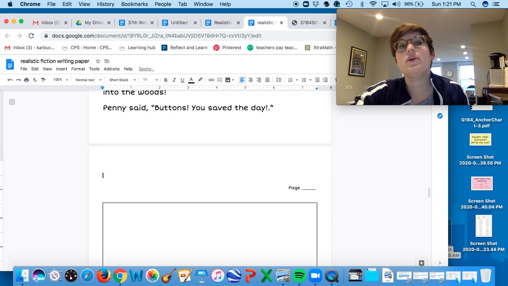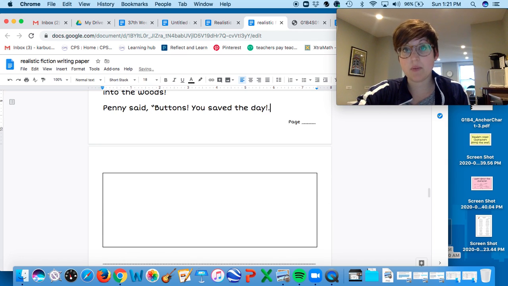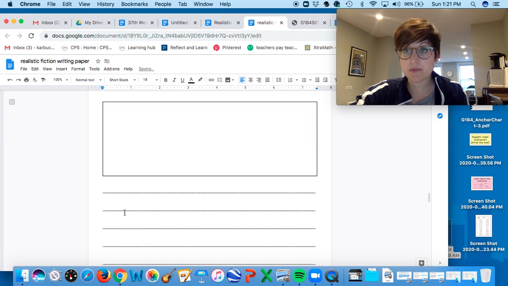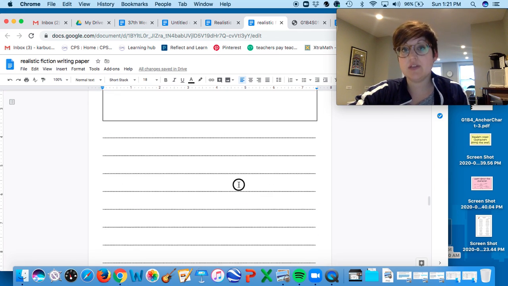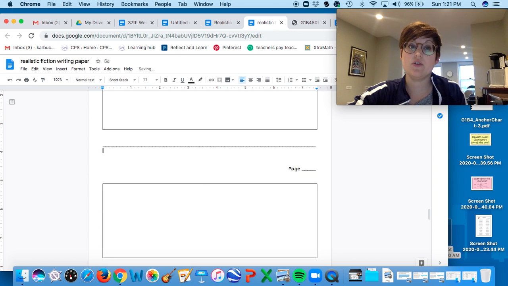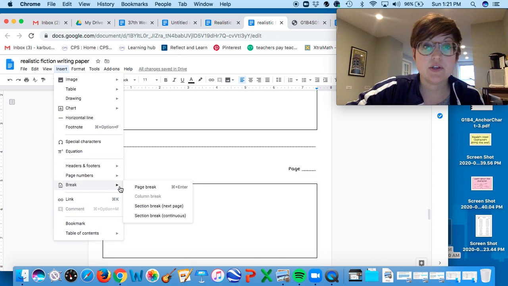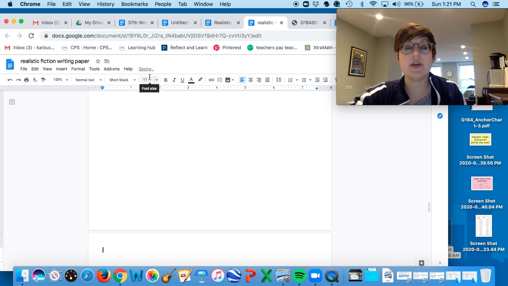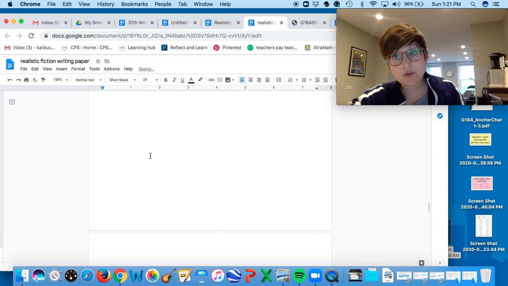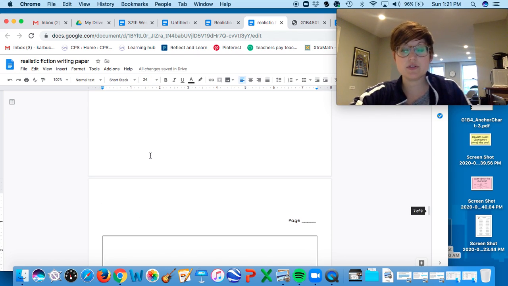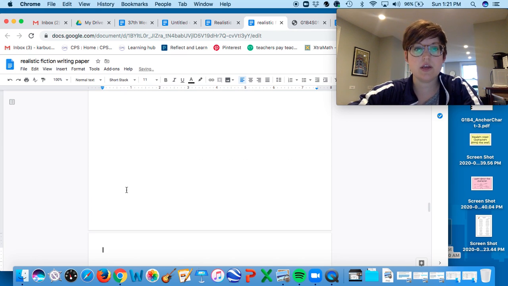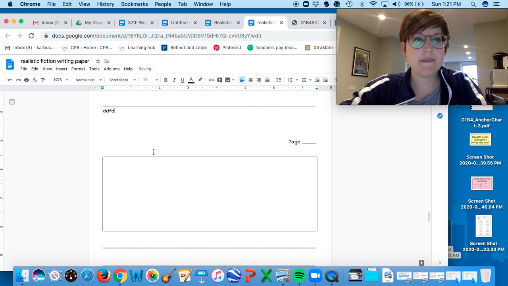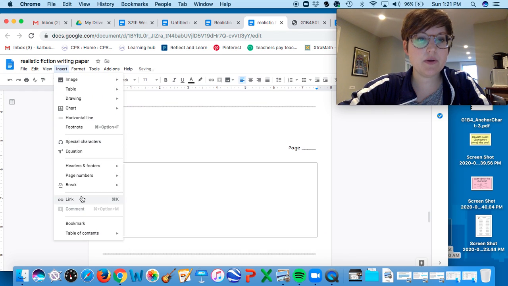So now that we got our characters out of trouble, we have to come up with an ending to our story. Remember, the ending is where we make sure that the reader knows that it is over. So we have to maybe say how they are feeling, what they are doing, or a lesson that we have learned. Okay, so I'm going to start on my page here.